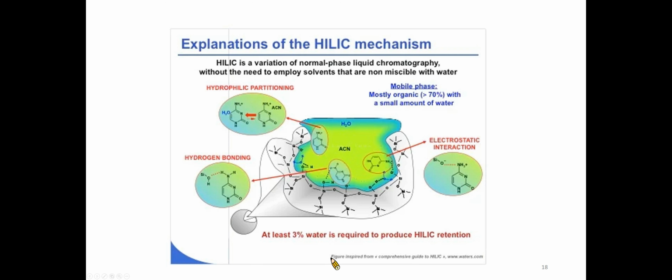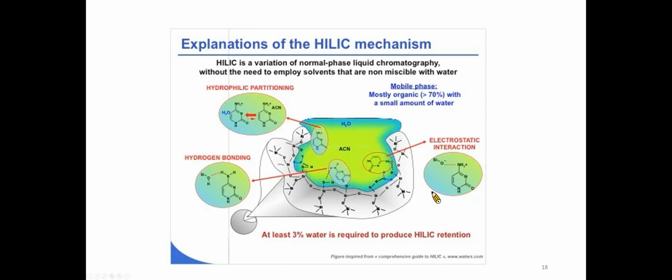Multiple interactions are involved in the HILIC mechanism, including the hydrophilic partitioning, hydrogen bonding, and electrostatic interactions. HILIC is a variant of normal phase liquid chromatography, but using solvents that are miscible with water. A typical HILIC application uses acetonitrile at a concentration between 50 to 95% in an aqueous buffer such as ammonium formate, ammonium acetate, or formic acid, which have high solubility in organic solvents.